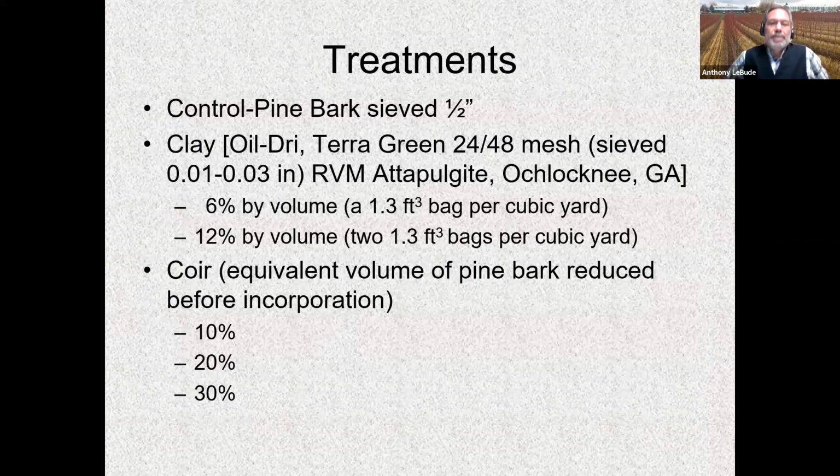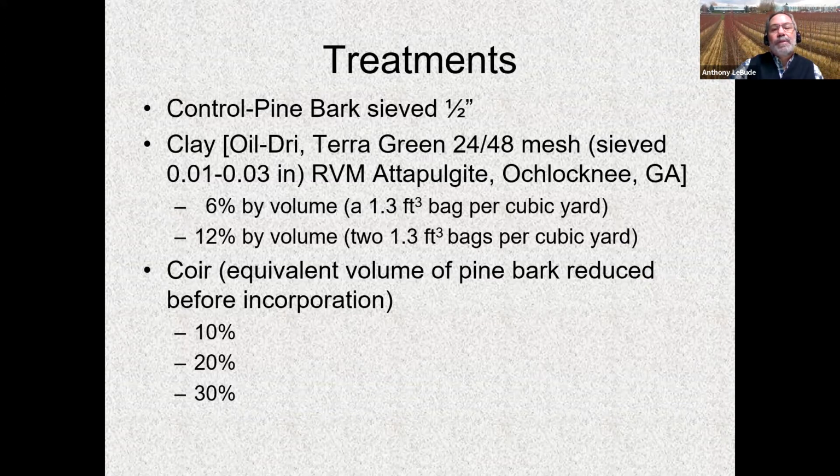And we've got plenty of time, so that's okay. We used pine bark, which was just sieved at a ½ inch, which is a very common size pine bark. And then we amended that with clay called Terra Green, which was sieved between 0.1 inches and 0.03 inches. So it's just whatever was in there to make it a consistent size. And we did it at 6% and 12%.